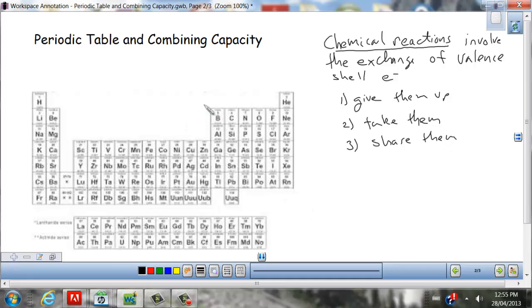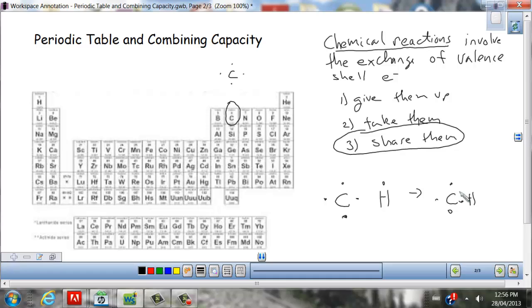So a good starting point is to look at carbon. Carbon has 4 electrons in its valence shell. And what's interesting about carbon is it doesn't have the ability to easily lose any of these electrons, nor is its nucleus strong enough to take electrons. So carbon tends to do this. It tends to share electrons with other atoms. So when carbon reacts, say, with hydrogen, a bonding pair of electrons forms, and now both of these electrons count towards the valence shell of both atoms.